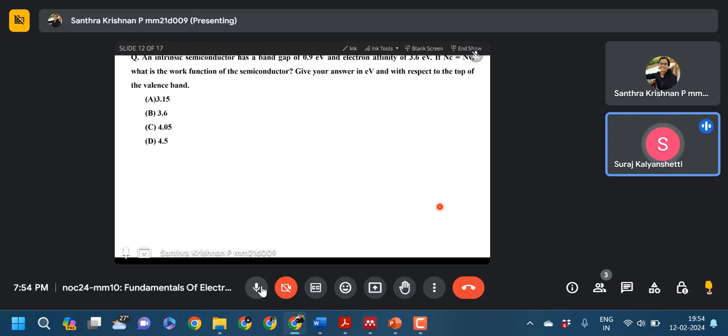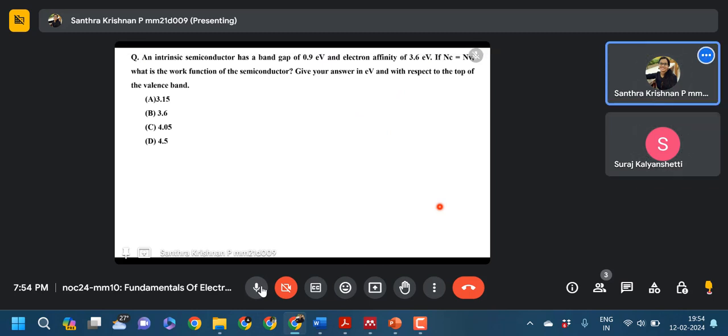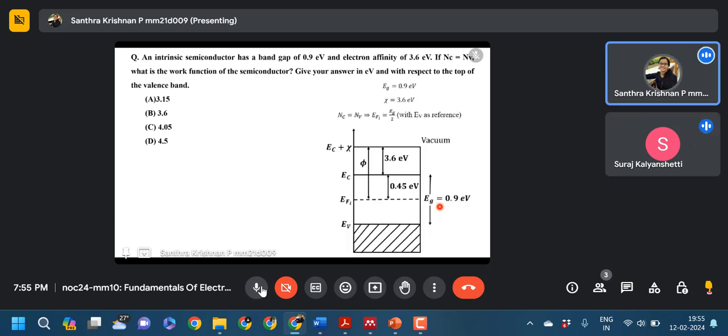Band gap is 0.9, right? And affinity is this to the Fermi level. Okay, this is the affinity, so that is 3.6 eV. So what is the work function? 3.6 plus 0.45. Yeah, 0.45 plus 3.6. One more thing, we can take the Fermi level to be between these two only.